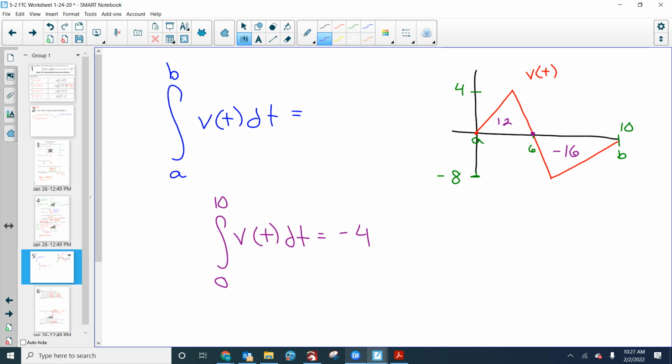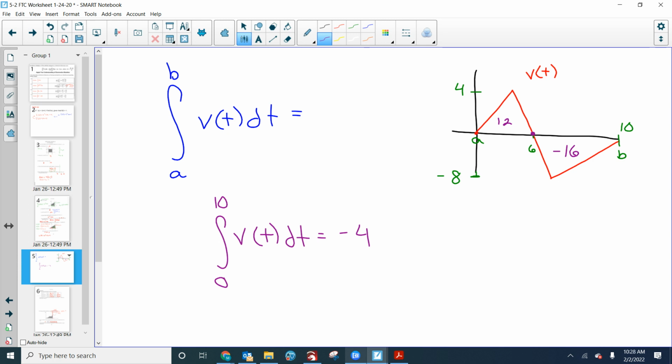This is called the integral as an accumulator function. The integral as an accumulator. What's an accumulator? Well, an accumulator of miles per hour is miles. An accumulator of liters per minute is liters. They're going to test you on that.